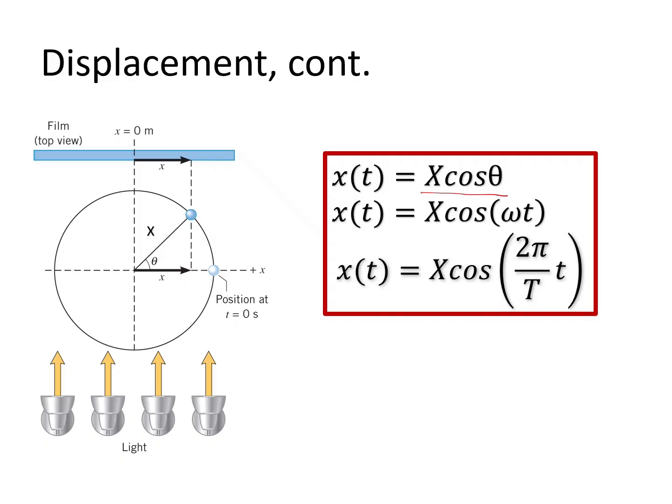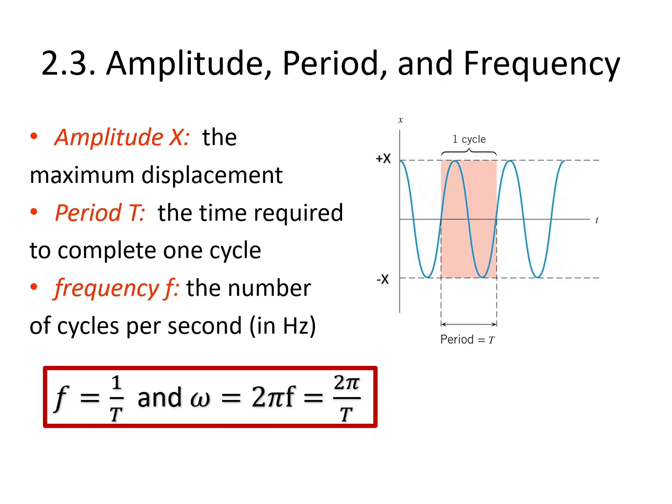This also helps explain the graph from the previous slide. As time passes, the circular angle changes steadily, but the horizontal projection speeds up and slows down. That is why the object moves faster near the center and slows down near the turning points. Now that we know displacement repeats like a sinusoidal function, let us define the timing quantities. Amplitude, period, and frequency describe the size and timing of the oscillation.